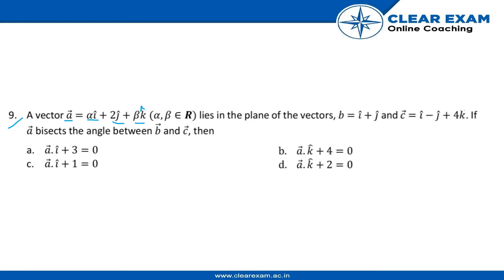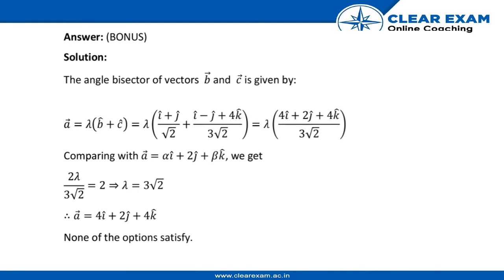That means alpha and beta belong to real numbers, and it lies in the plane of vectors. B vector is given as i cap plus j cap, and C vector is defined as i cap minus j cap plus 4k cap. If A vector bisects the angle between B and C vector, then we have been given four options to solve it.